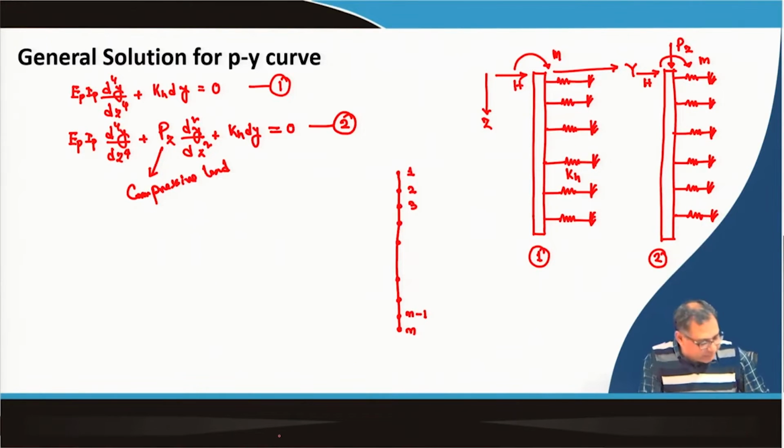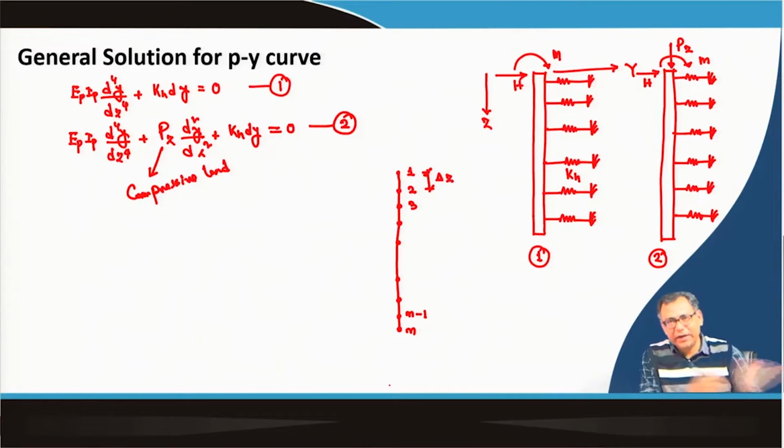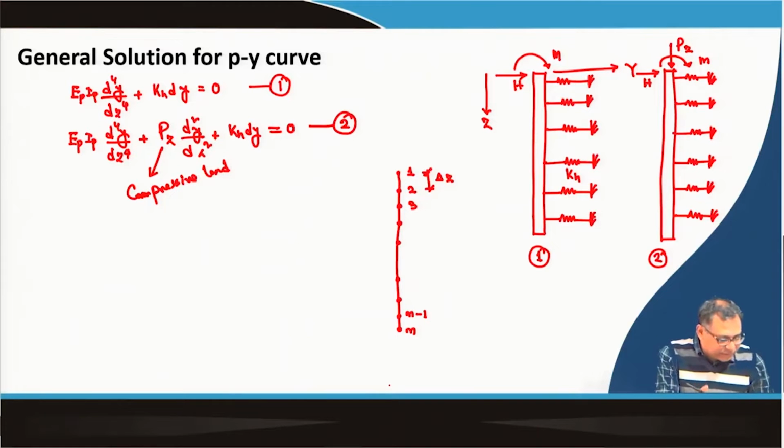So, we have divided it into a number of node points with this distance between the nodes being del z. We did this for the beams on elastic foundation case also. But here, how many boundary conditions are required? We need 4 boundary conditions.